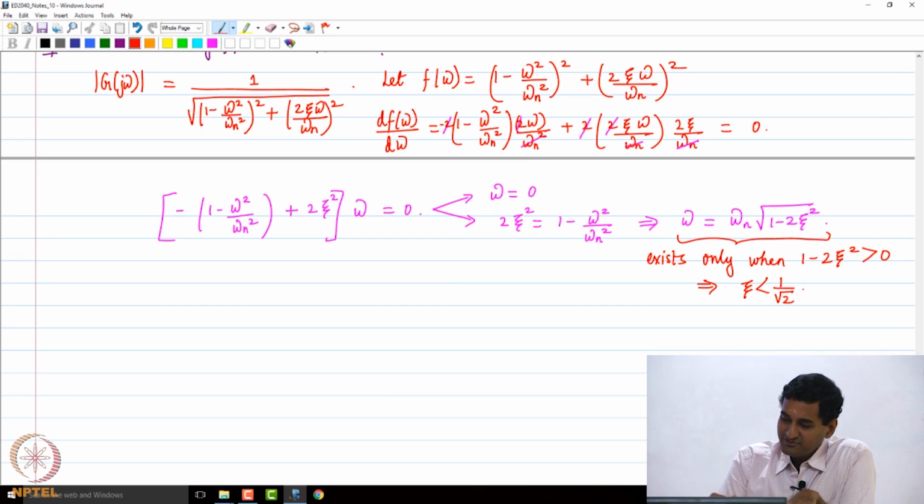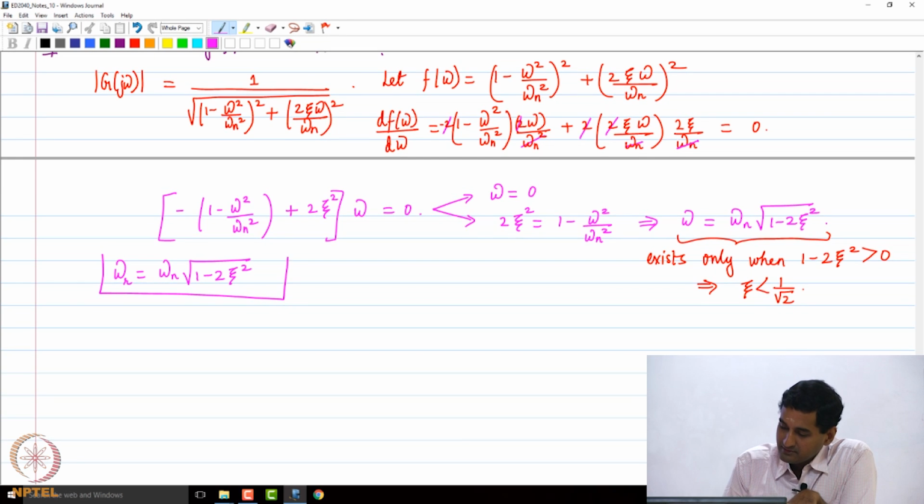So this frequency ωr is called as the, have you encountered this frequency before? This is what is called the resonant frequency.